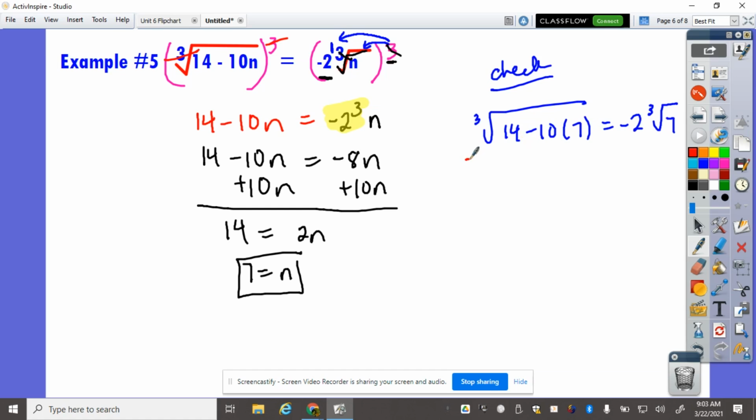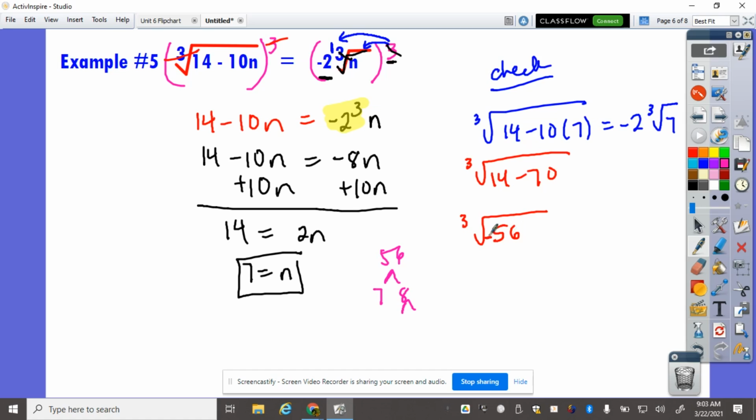14 minus 10 times 7 is the cube root of 14 minus 70. And this will be negative 56. Okay. A cube root of negative 56 can still be broken down. 56 can be broken down to 7 and 8.